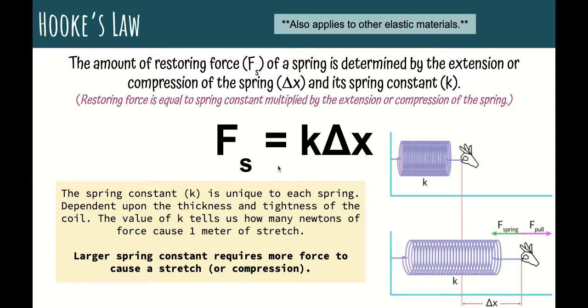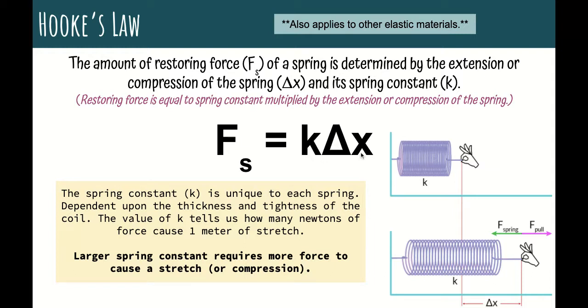So this formula is what we're going to refer to. So we have F of S, the restoring force of the spring, whether that is going back to its normal position after being stretched or compressed. So the force of this spring is going to be equal to the spring constant, which is a constant. This will be the same for any of the exact same springs. So if I had several springs of a certain size and shape, they would all have the same spring constant.